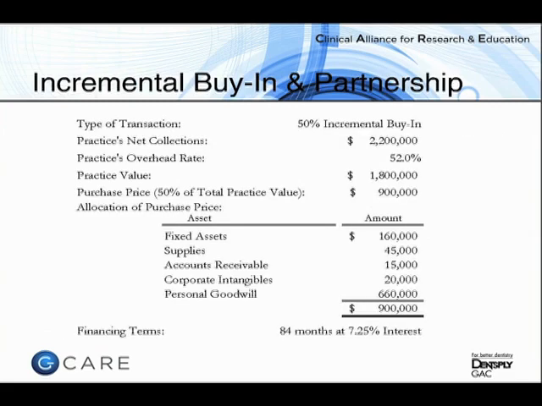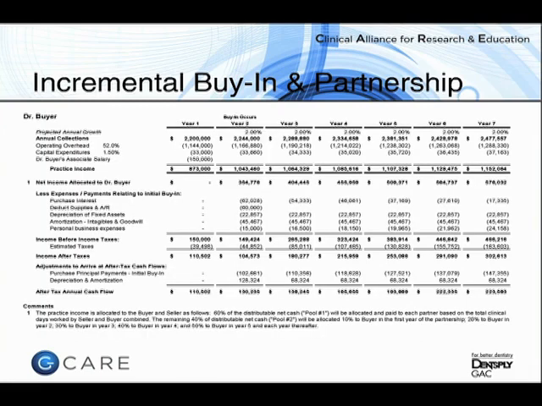The next one is let's look at a buy-in or a partnership arrangement. This is actually a partnership that we have done. The purchase price was about $1.8 million. The practice was grossing $2.2 million, had an overhead rate of 52%, so the value was about 80% of collections. The buyer was going to buy 50% of the practice for a purchase price of $900,000. So here we have the allocation of the purchase price, and the $900,000 was repaid over 7 years at 7.25% interest. Okay, so this is the cash flow for a buy-in.